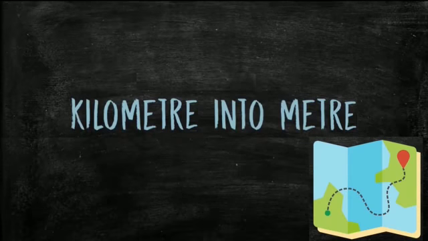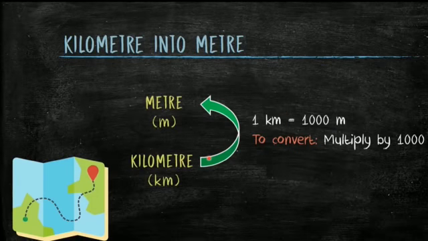Now let's see kilometer into meter, how we can convert it. When we are converting kilometer into meter, we are applying a formula of 1 kilometer is equal to 1000 meter. When we are converting kilometer into meter, we are multiplying by 1000. Students, always remember this formula. When you are converting kilometer unit into meter unit, you have to multiply by 1000.